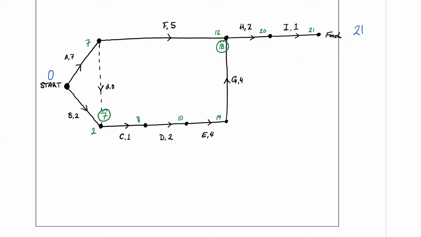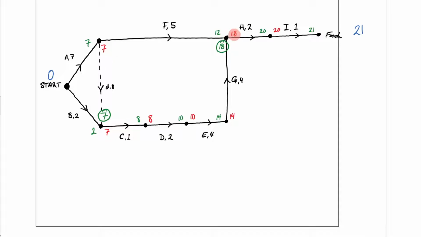You now want to grab a red pen to do your backward scanning to find your LST. So you go 21 minus 1 is 20. 20 minus 2 is 18. 18 minus 4 is 14. 14 minus 4 is 10. 10 minus 2 is 8. 8 minus 1 is going to be 7. Now you can go 7 minus 0, because you're doing backwards here, so you're going backwards up this way. 7 minus 0 is 7.